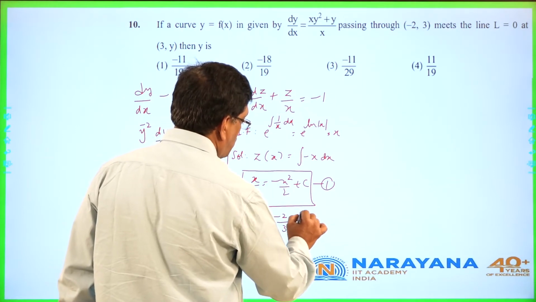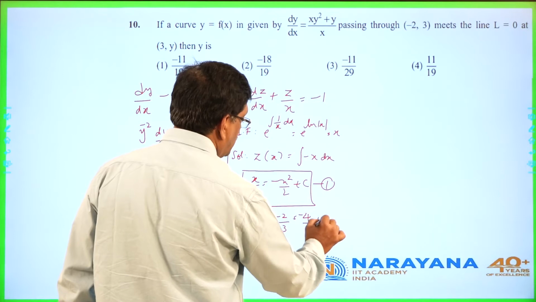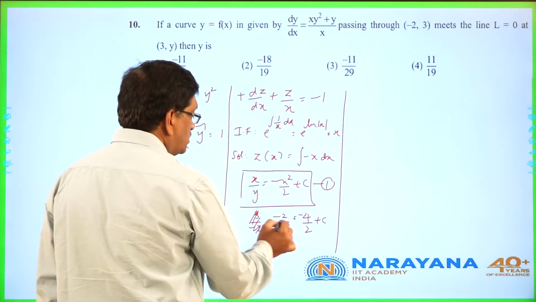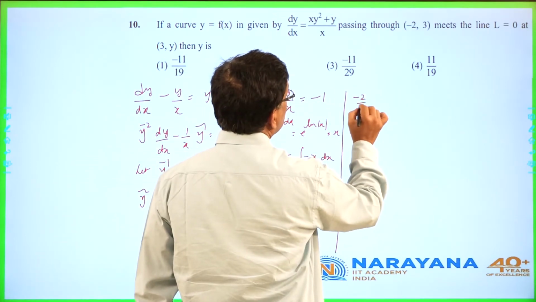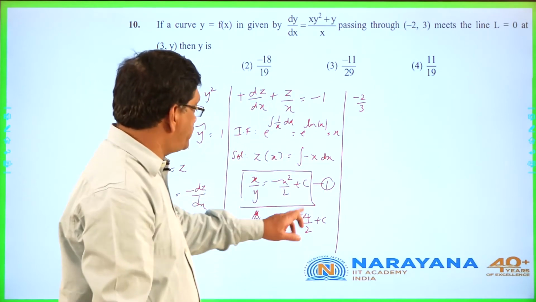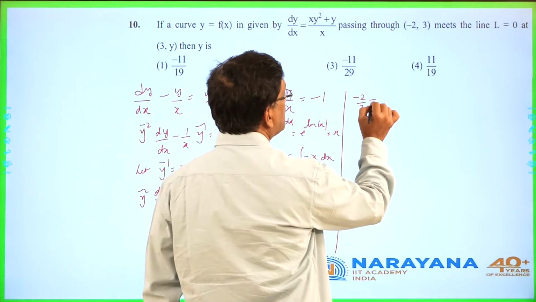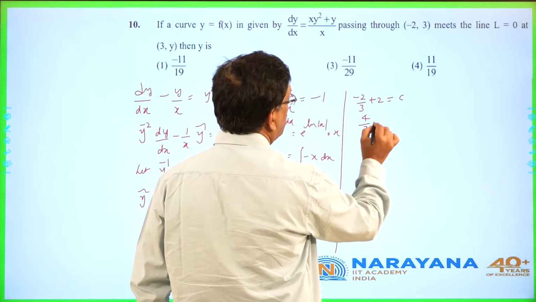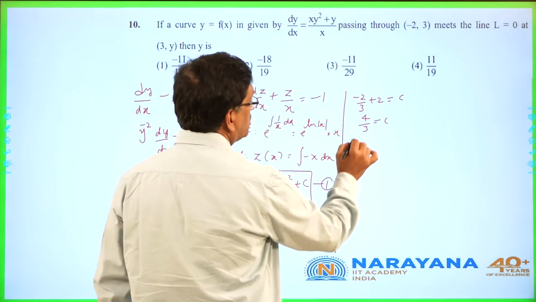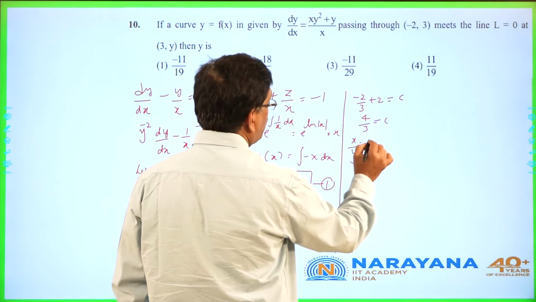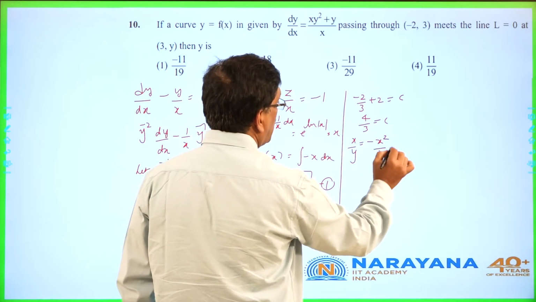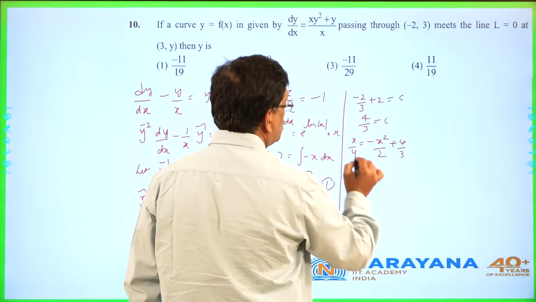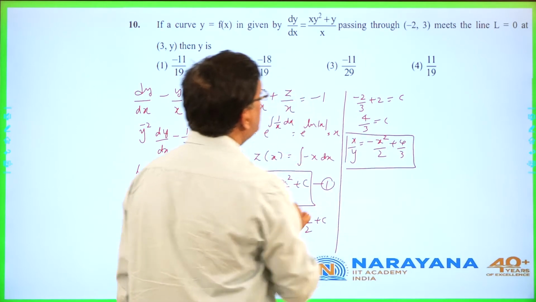It is minus 4 by 2 plus c, that is minus 2 by 3 here. It is minus 2, you mean plus 2 equal to 4 by 3 equal to c. So your x by y equal to minus x square by 2 plus 4 by 3.